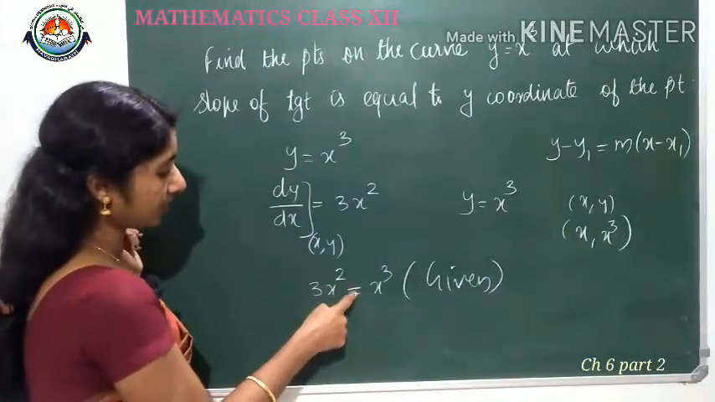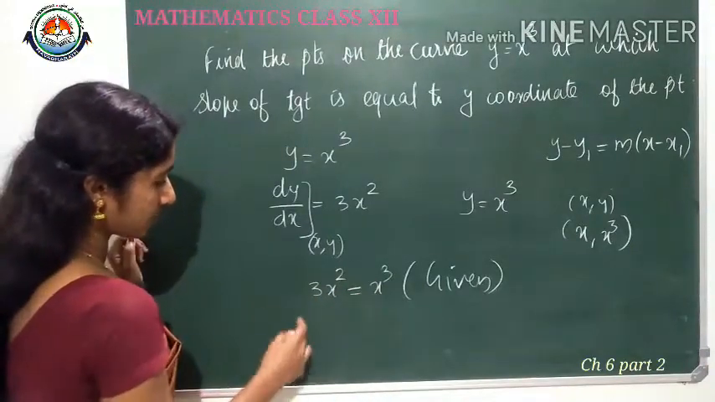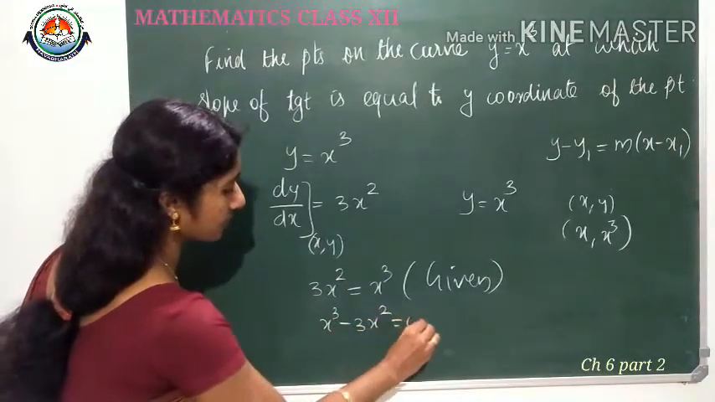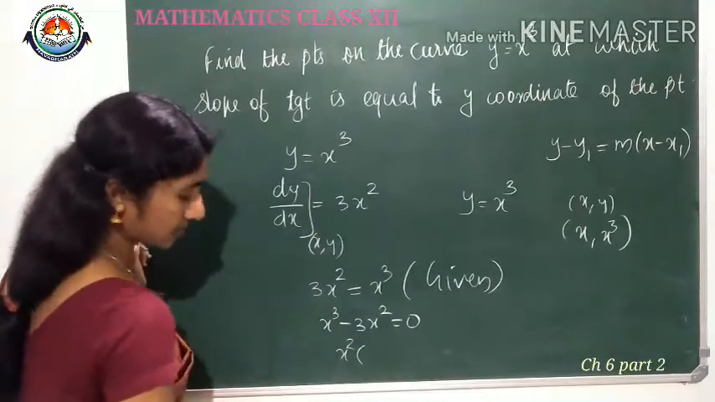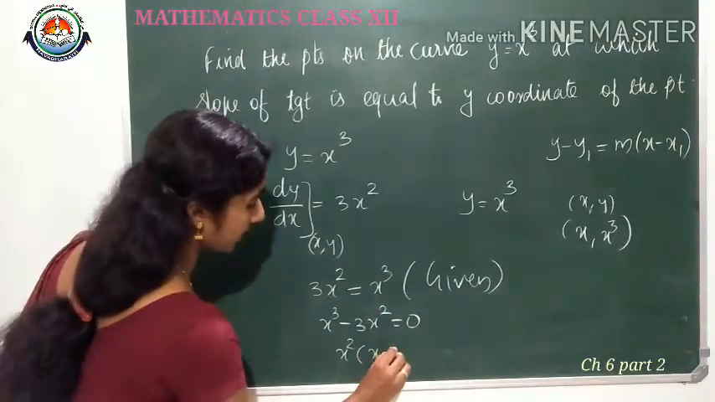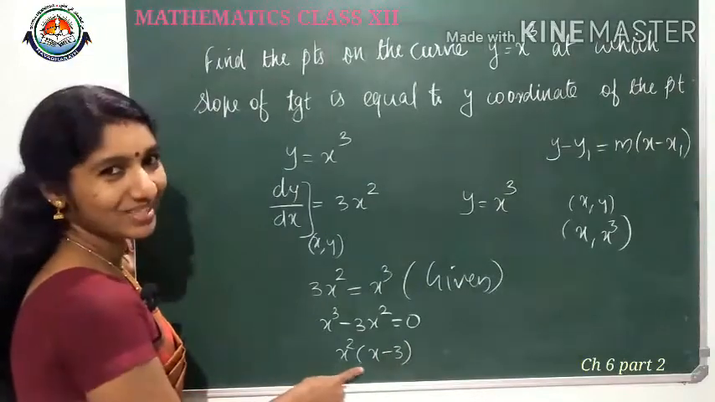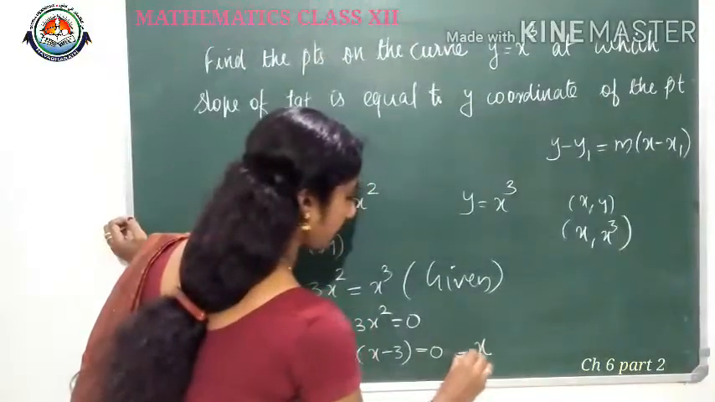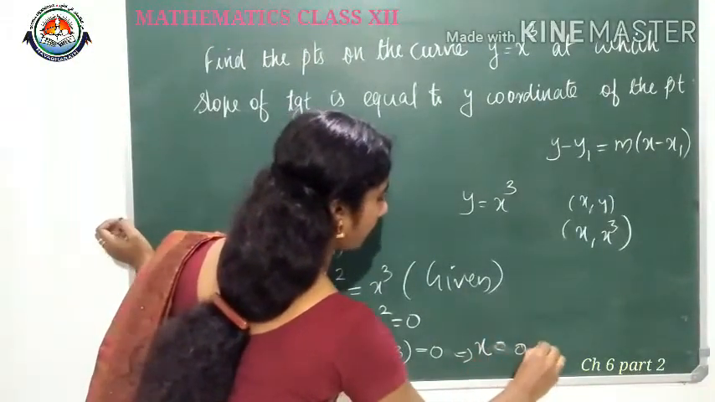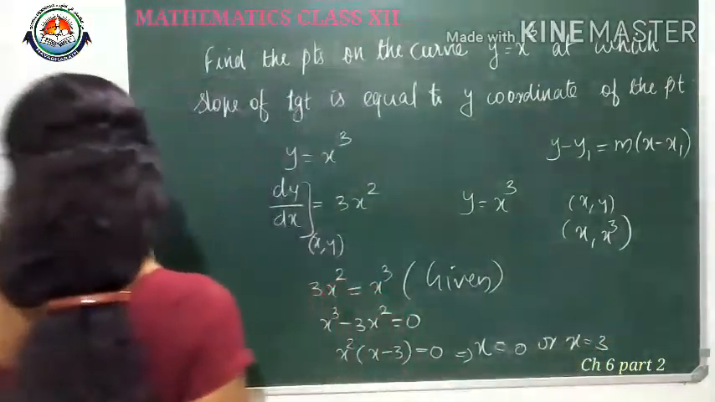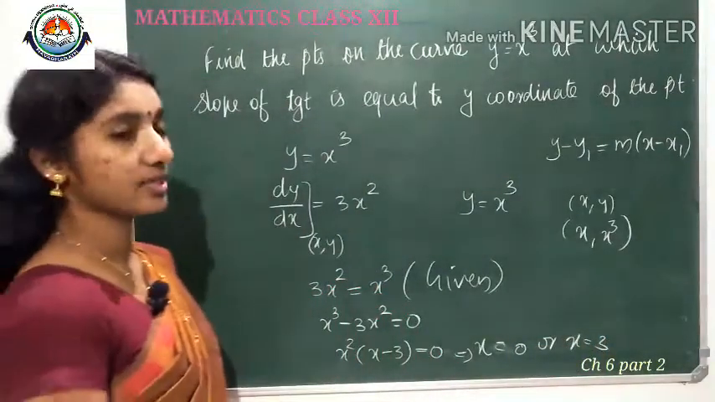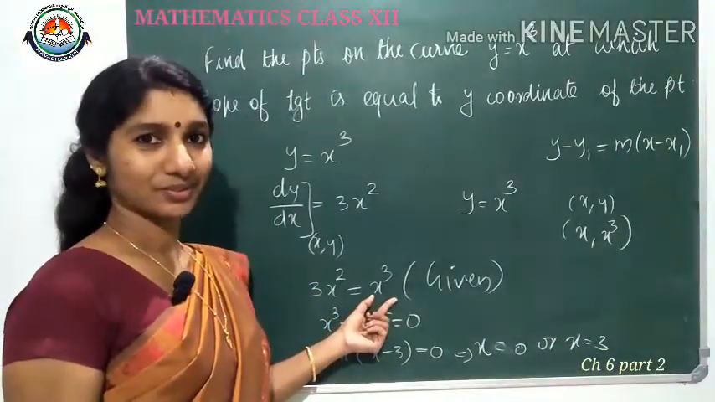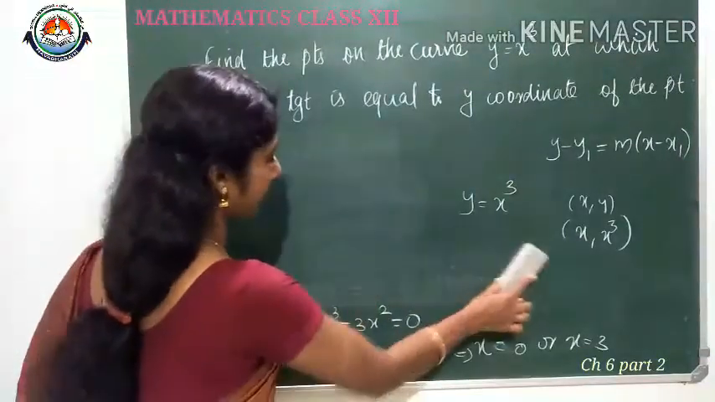So we can write 3x square equal to x cube, take this to the other side: x cube minus 3x square is equal to 0. x square is the common factor, so you are getting x square into x minus 3 equal to 0. From here you are getting x equal to 0 or x equal to 3. So we got 2 points, which give the condition slope equal to y coordinate.